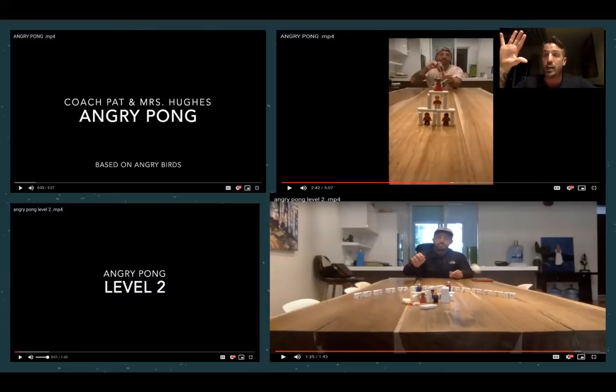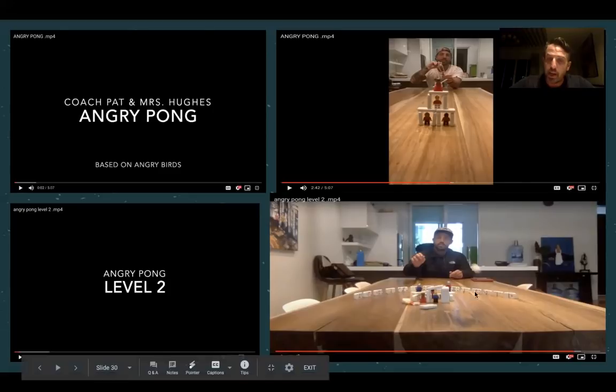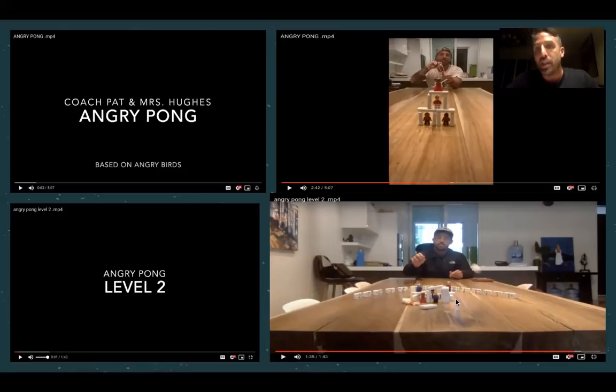You get five tries to knock over as many of the little guys and gals and the blocks that you can. So level one, it's pretty simple, not that many, okay? Level two, I gave them the option of taking away the slingshot and bouncing. As you can see, there's a barrier here and you need to try to knock over all of these in five tries.